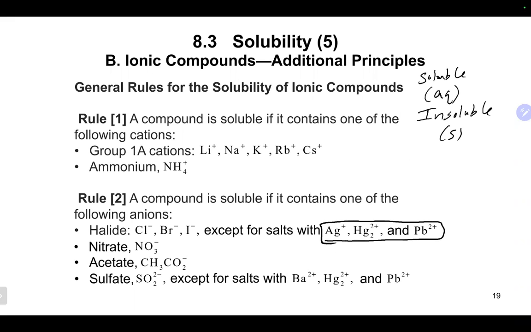Sulfate, which that should not be a 2, that should be a 4. There we go. So SO4 2 minus is soluble in everything except when it hooks up with barium, mercury 1, or lead. So those guys would then be insoluble. So these guys would be a solid. These guys here will also be a solid. And everything else on this side would be the aqueous symbols here. Any questions on that there?